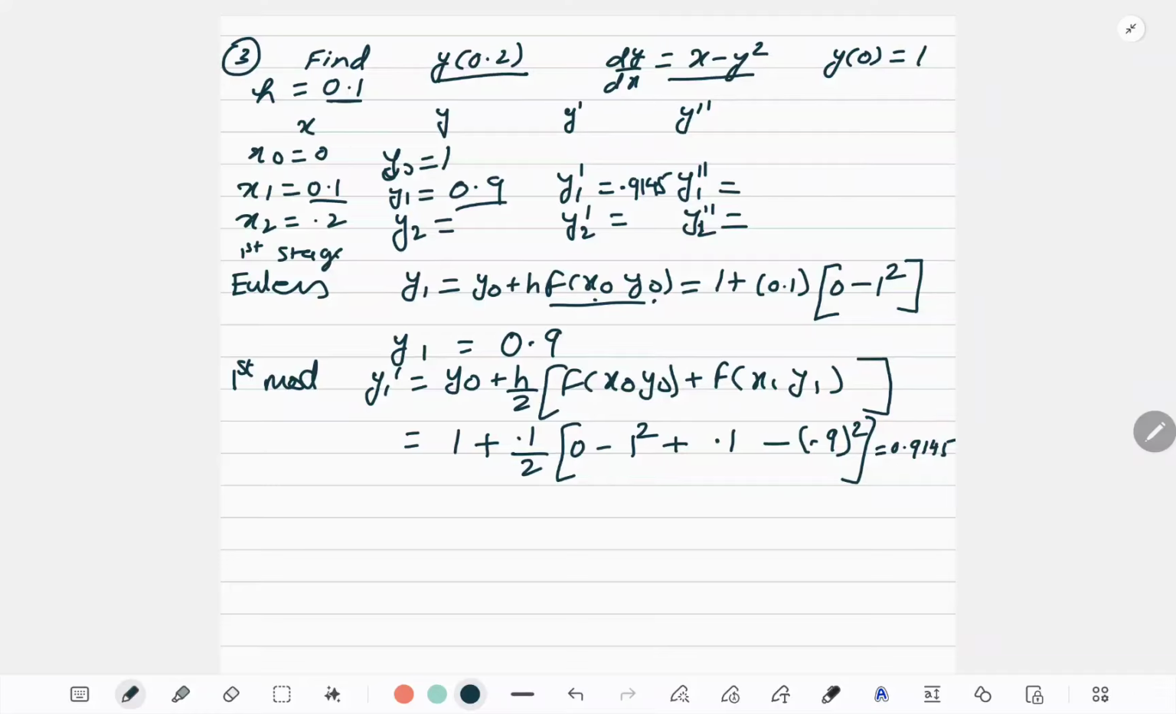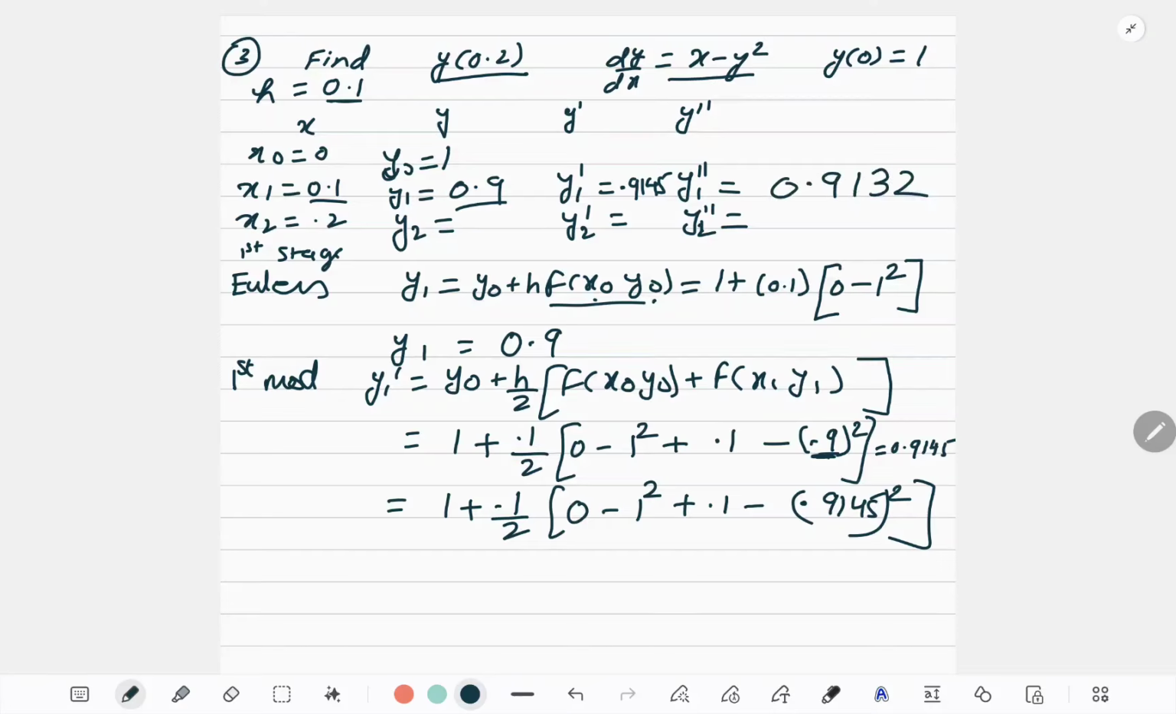Once more you modify, once more when you are modifying, what will come? 1 plus 0.1 upon 2, 0 minus 1 square plus 0.1 minus, instead of 0.9 you will put this new value. Correct? And this will give you 0.9132. Okay, so this is my final value of y1. Now I'll go to second stage.